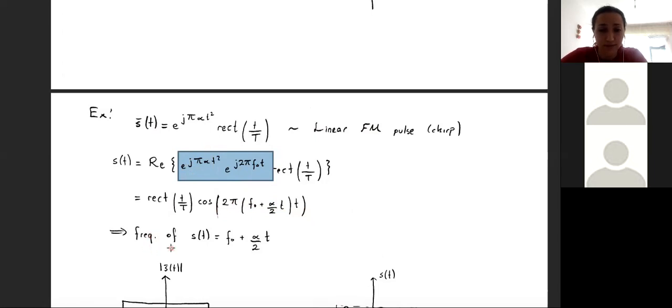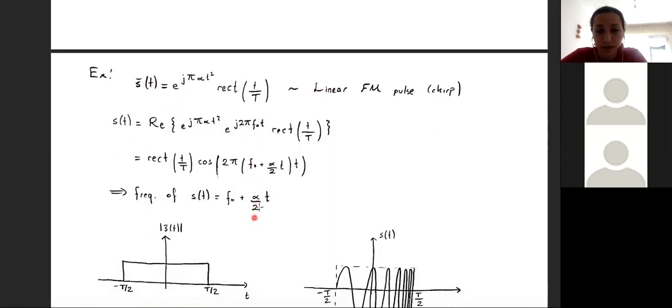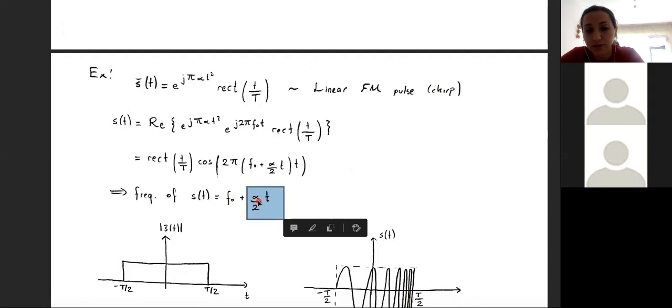Okay, so if you look at the frequency of s of t, that's what you have in front of t. So the frequency is going to be f0 plus alpha over 2t, or you can think it's the derivative of this with respect to t. And in this frequency, you see that the frequency of the signal increases with time. Okay, so it increases with time, and alpha determines actually how fast the frequency increases.